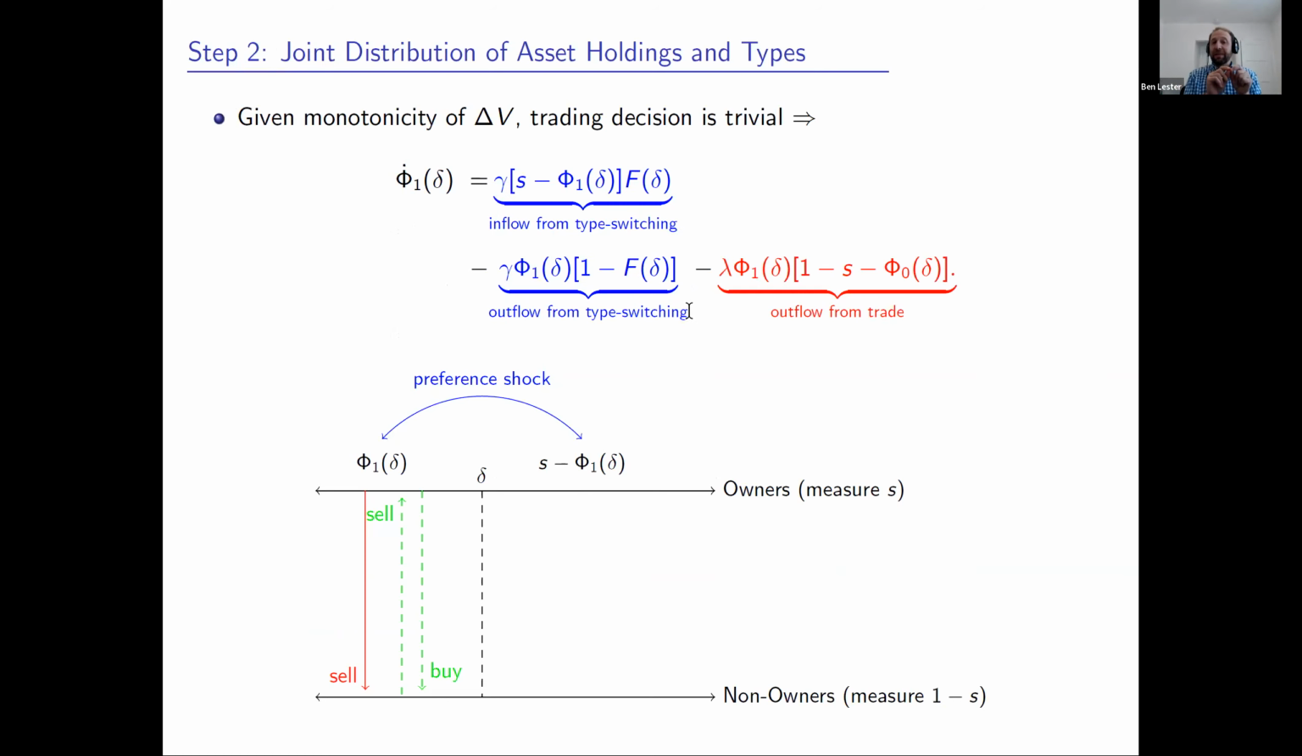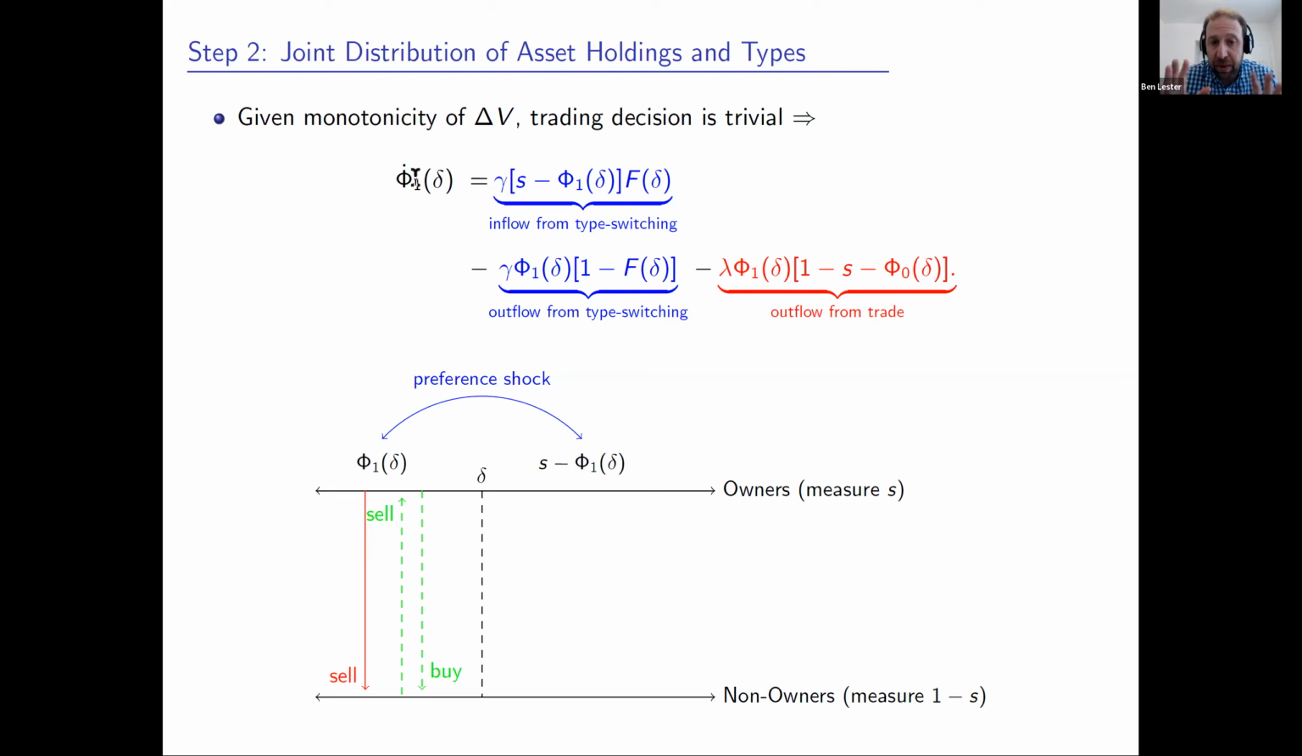Okay, so as I mentioned before, given the monotonicity of these reservation values, the trading rules are trivial. The asset passes from a guy who owns it to an investor who doesn't own it if the delta goes up. Okay, so we write down what I always call inflow-outflow equations. I guess they're forward Kolmogorov equations. So this is the change in the measure of investors who own one unit of the asset whose current type is less than some delta.